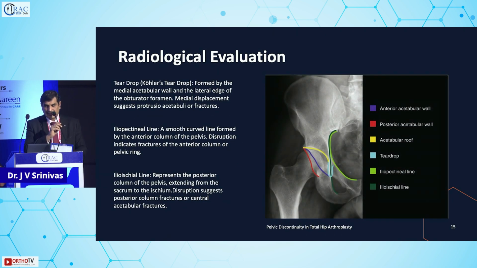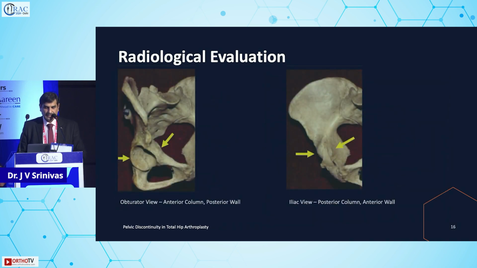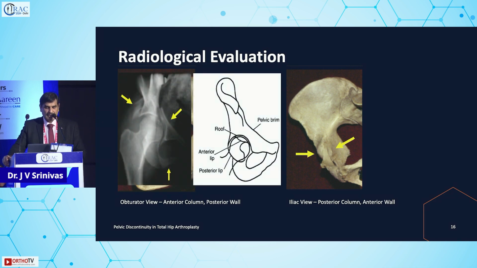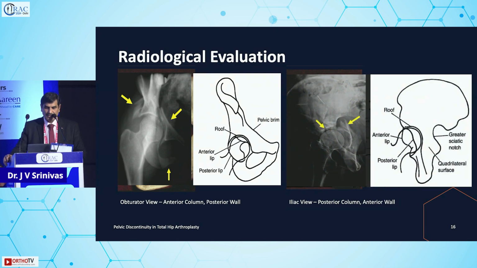So when you take an X-ray, you should look for changes in the teardrop, the iliopectineal line, which indicates anterior column or pelvic ring problems, or the ilioischial line, which shows us the posterior column fracture or the central acetabular fractures. So these are the obturator views. In the obturator view, you will see the anterior column and the posterior wall. And if you see an iliac view, you will see the posterior column and the anterior wall.